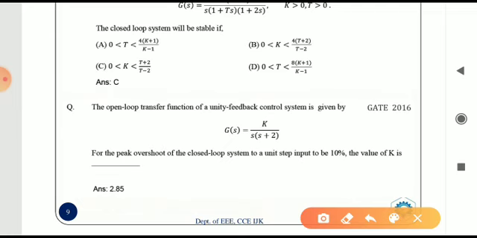Okay. Now the other data given is that the peak overshoot of the closed loop system to a unit step input is to be 10%. We know the peak overshoot expression is given as e^(-ζπ/√(1 - ζ²)). It is equated with 0.1. From that we can obtain the value of ζ, the damping ratio. Now by comparing with the closed loop transfer function, we can find the value of ωn. Thereby we will get the value of K = ωn², and it is 2.85.